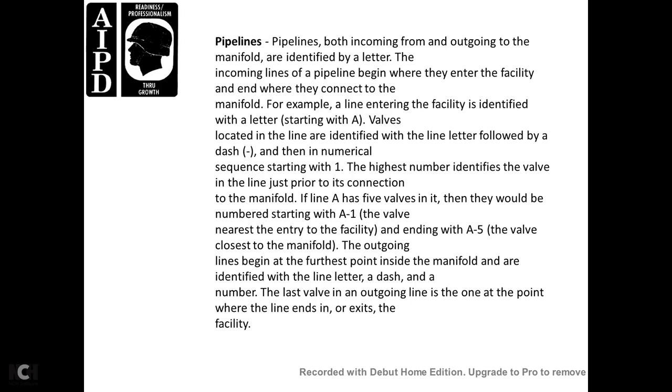If the line has five valves in it, they would be numbered starting with A-1, the valve nearest the entry of the facility, ending with A-5, the valve closest to the manifold. The outgoing lines, starting from the furthest point inside the manifold, are identified with a line letter, a dash, and a number. The last valve in an outgoing line is at the point where the line ends or exits the facility.